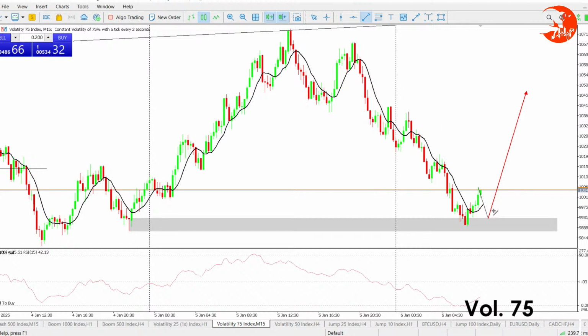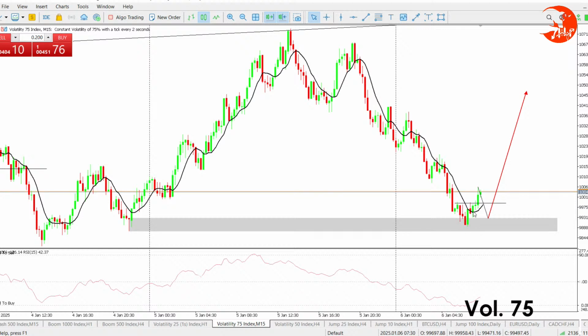But of course, you need to understand that according to M15, that was a change of character right there. Is it? Wait a minute. No, it's not yet. It's trying to give us a new low. So if it comes and fails, then that's where we will be looking for the change of character. So we don't have a change of character yet. Wait a minute, what am I saying?